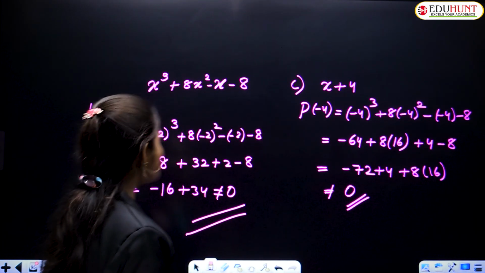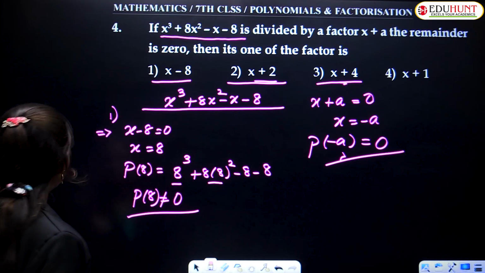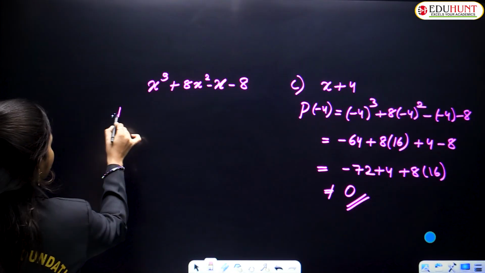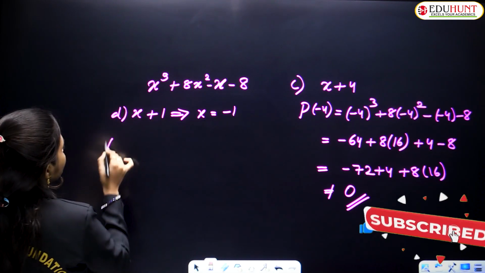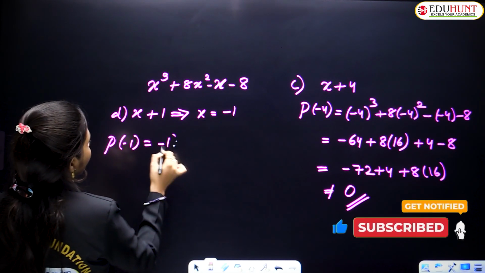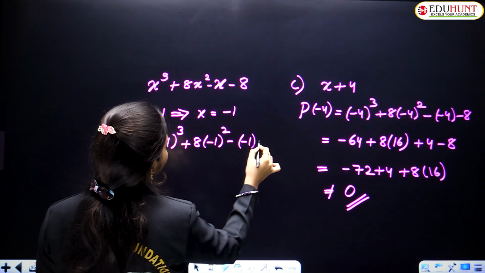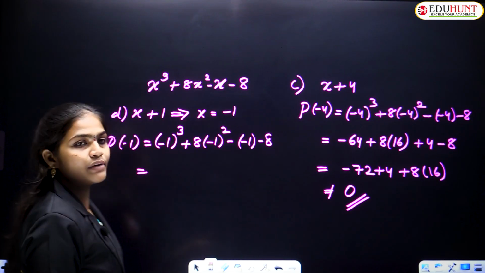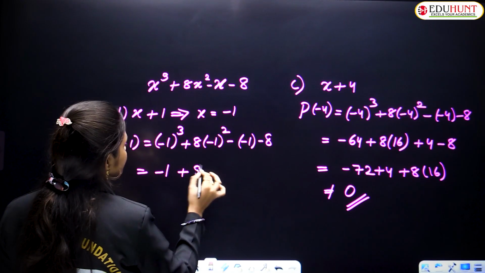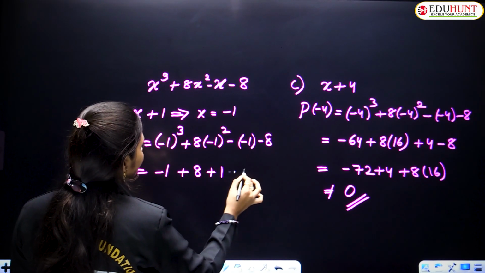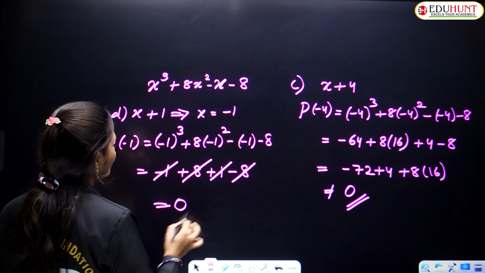And finally, the last, fourth option. What is the fourth option here? x plus 1. So substitute x equals minus 1. So p of minus 1 is minus 1 whole cube plus 8 into minus 1 square, minus of minus 1, minus 8. So that is minus 1 plus 8 into 1, that is 8. Minus into minus is plus, so plus 1 minus 8. Cancelling, minus 1 plus 8 minus 8, so finally we got 0.